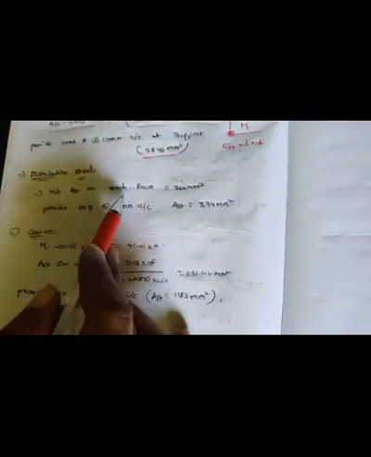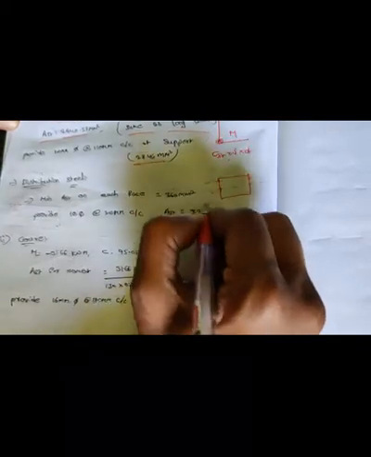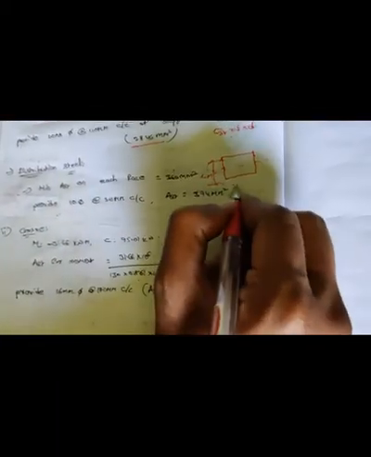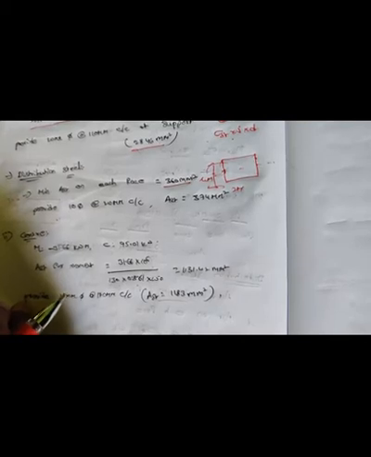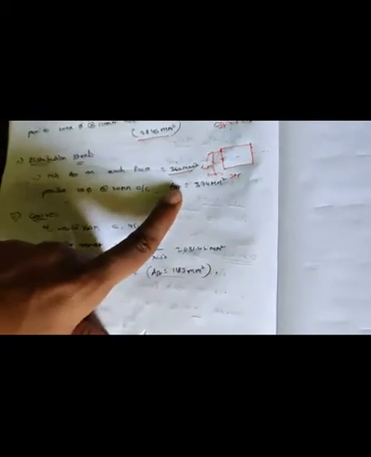Now distribution steel. Again minimum AST on each face. For suppose this is my short wall. For short wall it is 4 meter, divided by 2, same. That is 2 meter. If I am calculating this value, if you are getting less value also no problem, because there we have found AST minimum is 360 mm square. Same value we can take here.